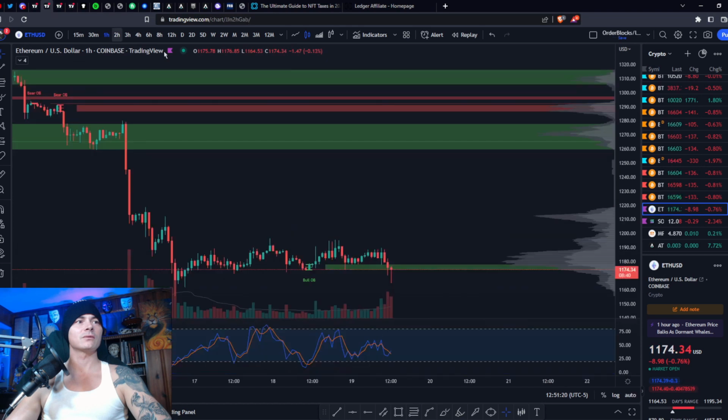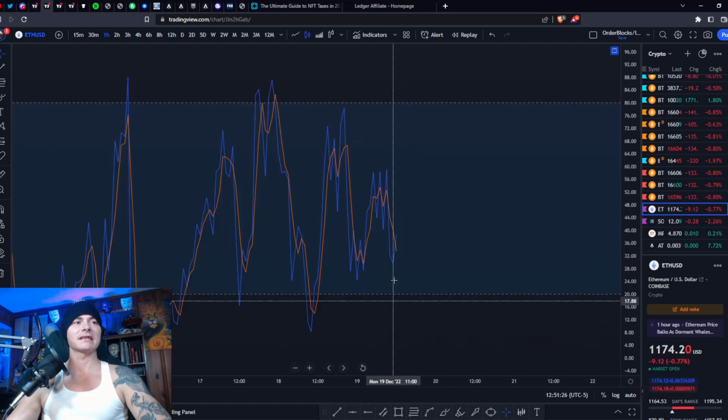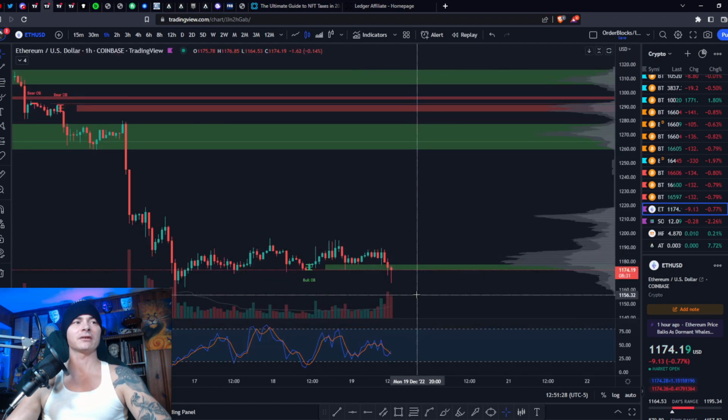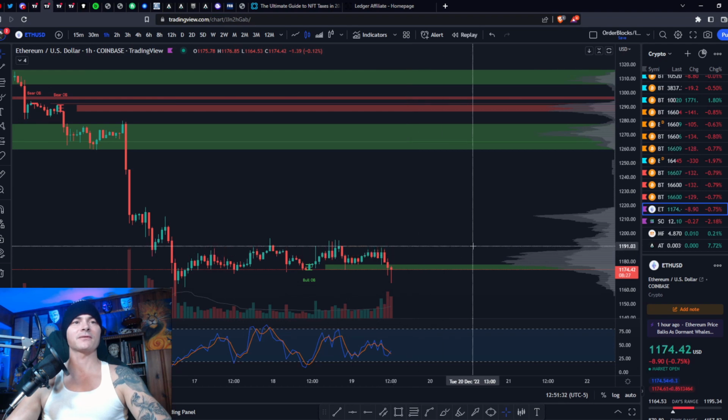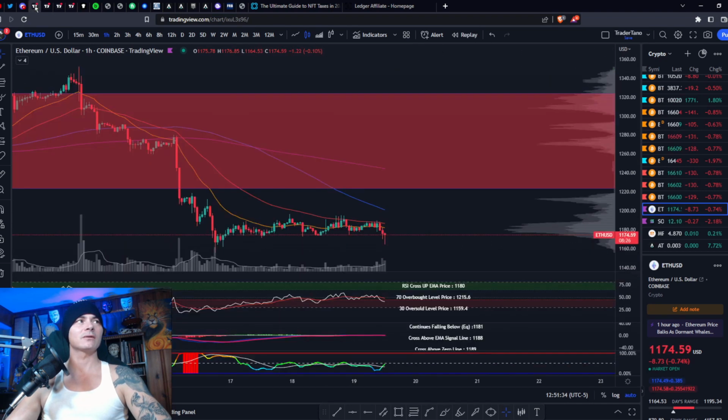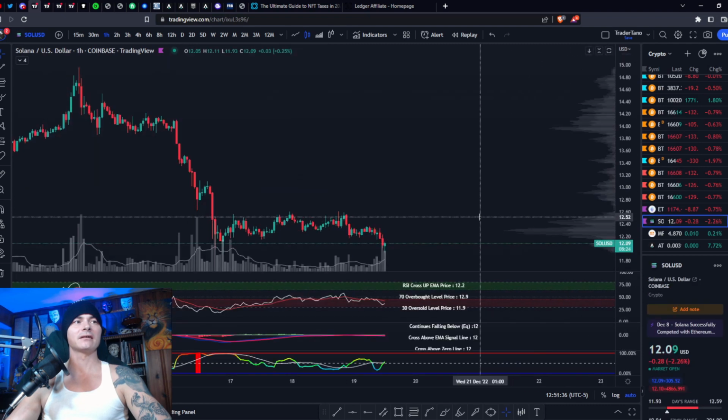Let's go to, okay, so we are finding support on this bullish order block. Stochastic is pointed to the upside, crossing your signal line, which is why I said we could get a bounce. We could get a bounce from here. All right, so let's move on to Solana.